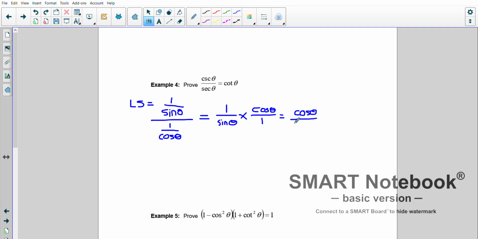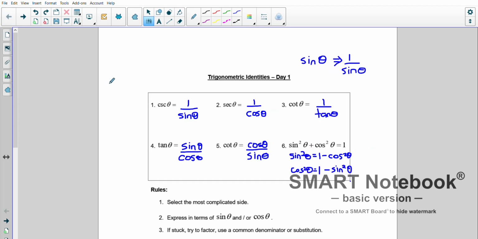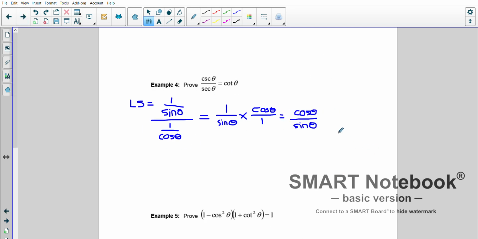Which equals cos theta over sine theta. Numerator times numerator, denominator times denominator. And I know from back here that cos theta over sine theta equals cotangent theta, which is the right side.